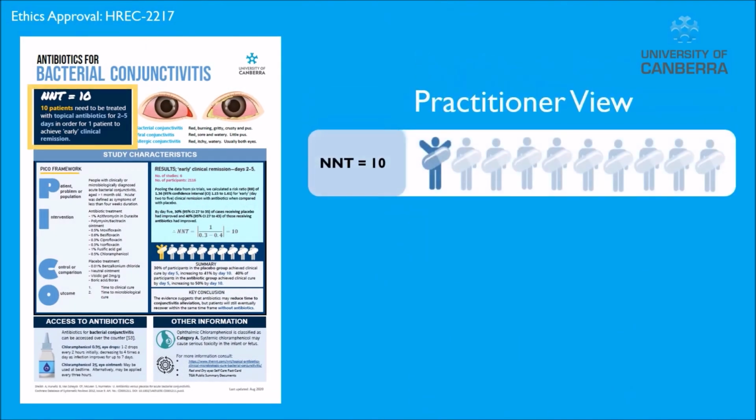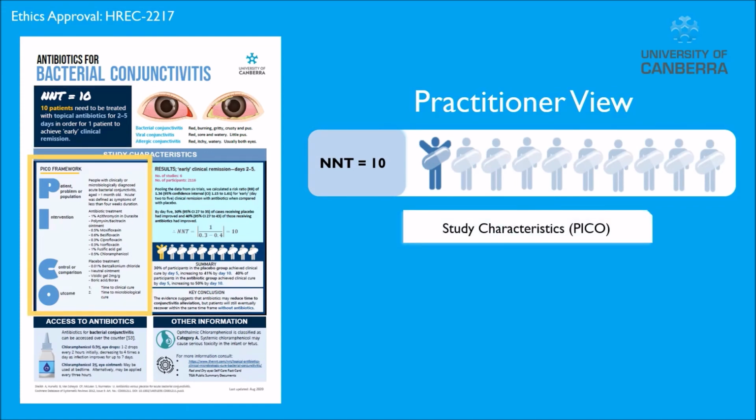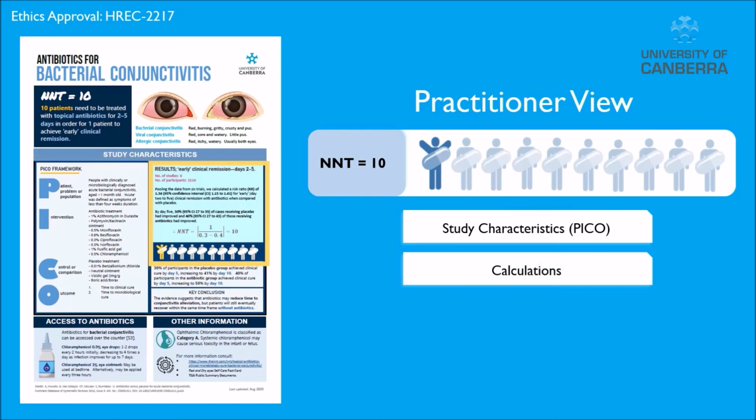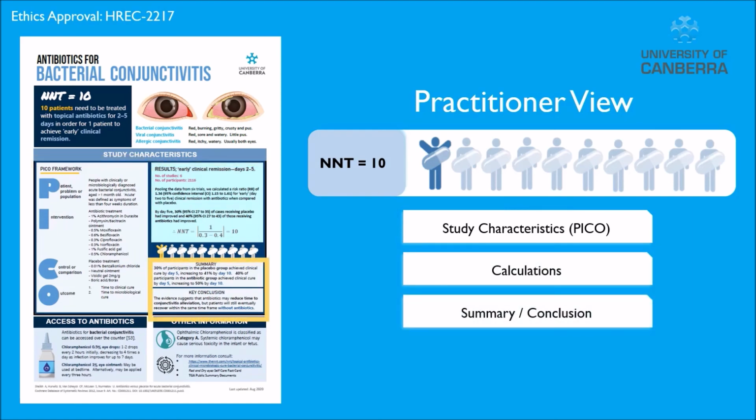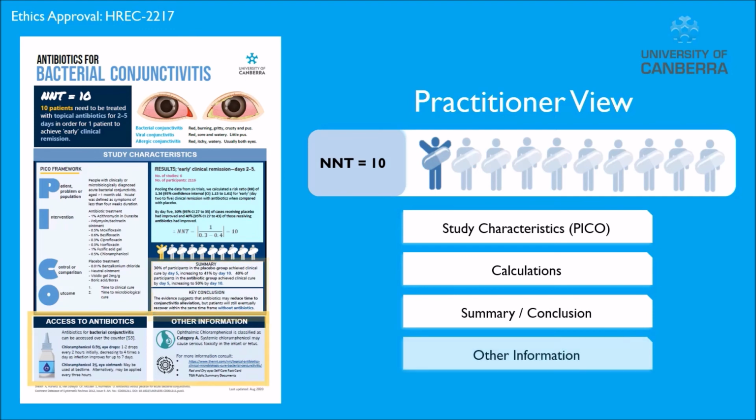The practitioner view is a little more complex. On the top left-hand corner, we have the number needed to treat. Other features include the study characteristics represented in a PICO framework, a calculation section, and a summary of the results. Pharmacists can also find an outline of the available OTC dosage forms, pregnancy classification, and other resources to consider.